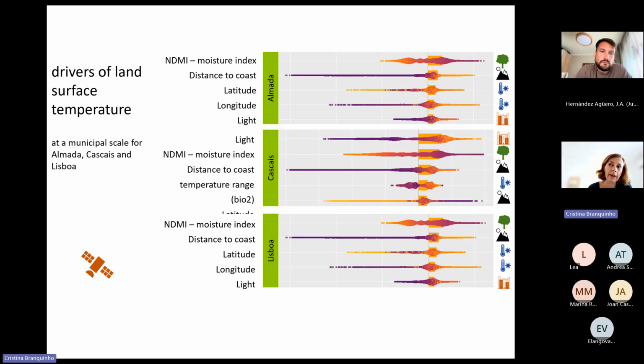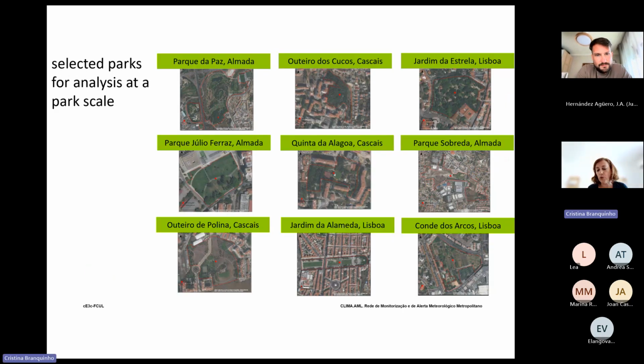Okay, so at the municipal level, the way we can recommend people to design the cities is, of course, to put as much vegetation as possible everywhere. We also went to another scale, which is the scale of the parks. So the scale of the parks is the scale of the design, landscape design sometimes.